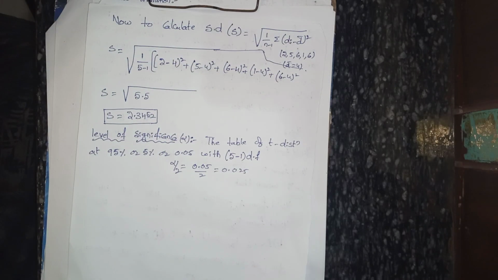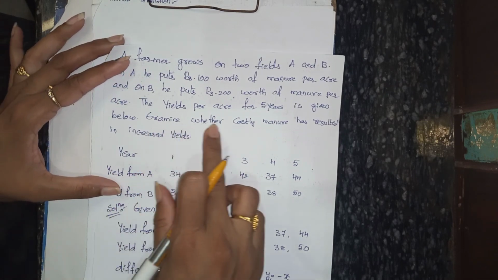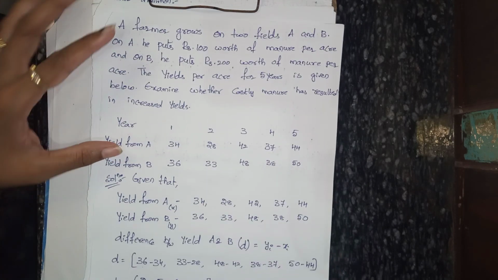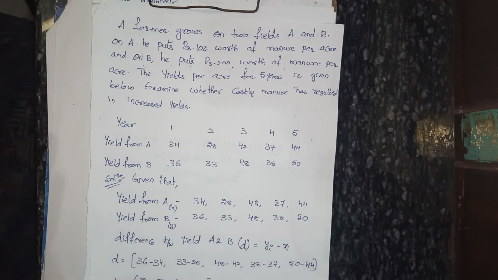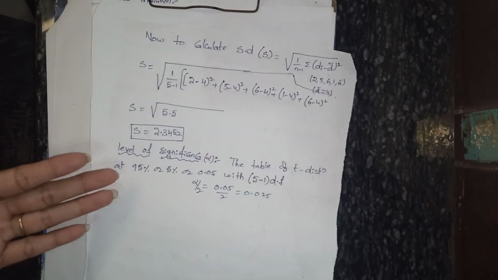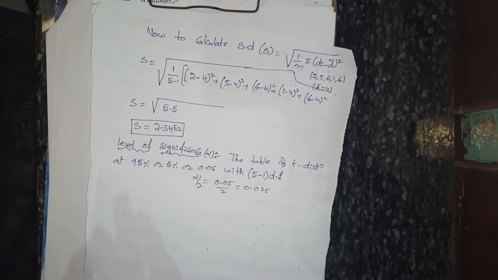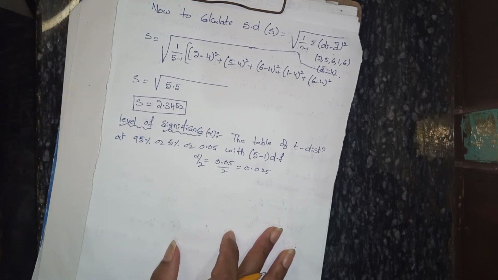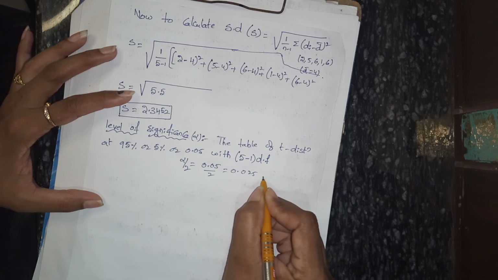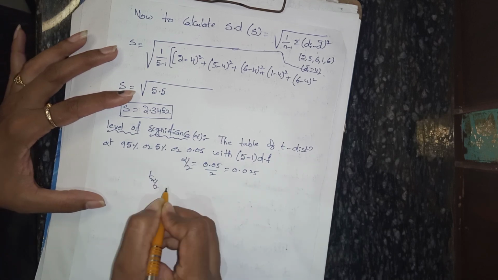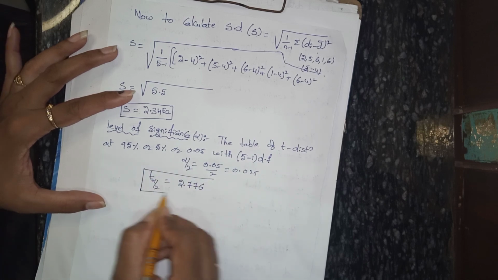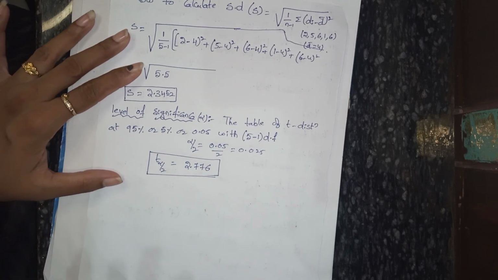So if you observe the question here, examine whether costly manure has resulted in increased yields. Here they did not give any more than, less than. If they did not give it, at that time we have to use the two-tail test. Mostly we use the table values as two-tail test. So the two-tail table value, T alpha by 2, is 2.776.